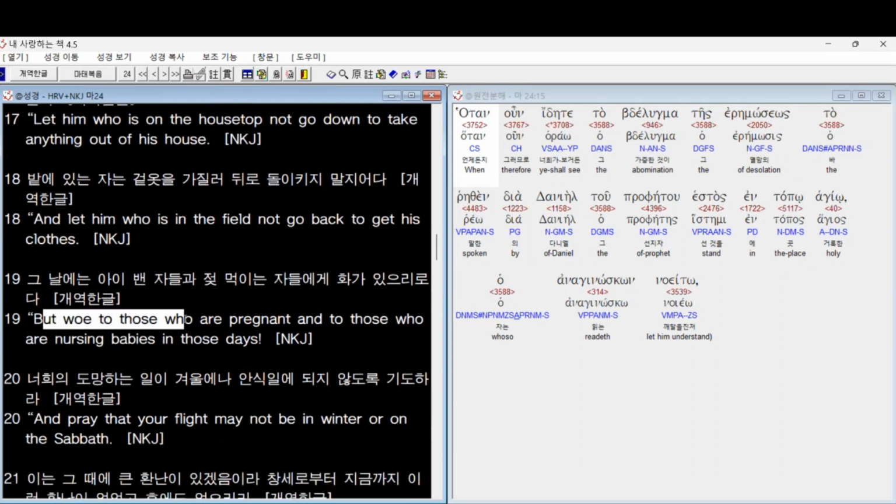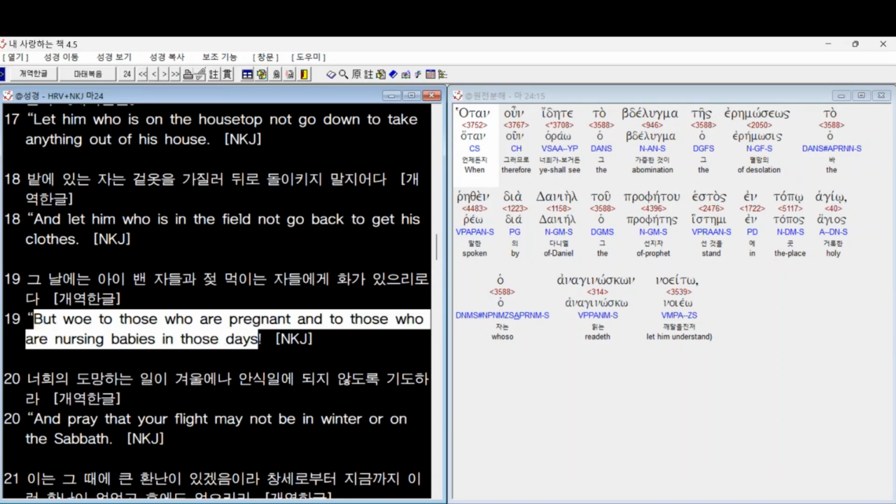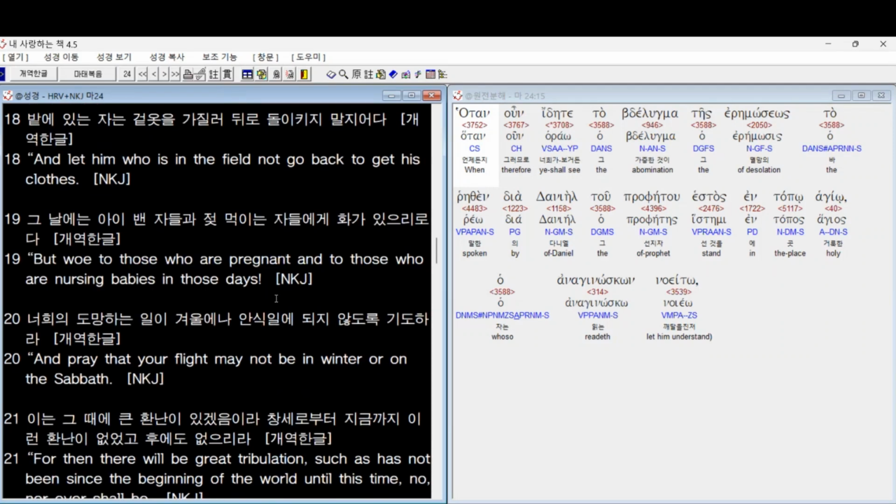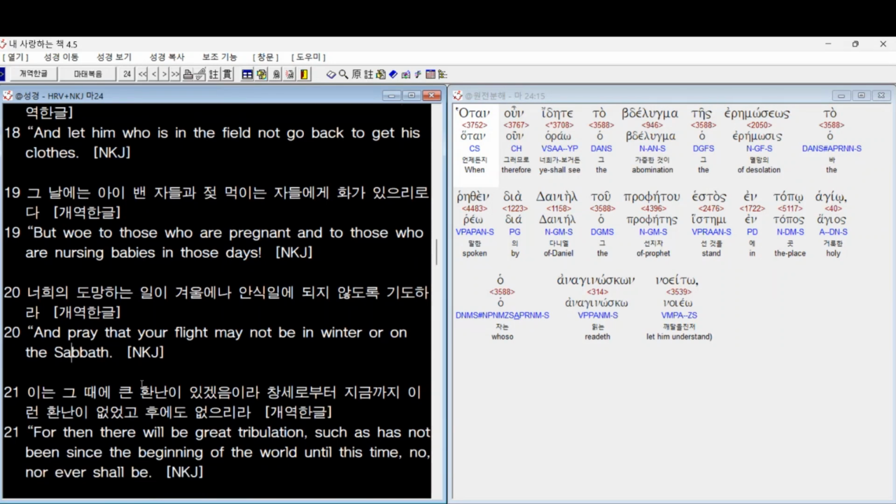But woe to those who are pregnant and to those who are nursing babies in those days. You should already be past this time. Jesus has to be born inside you. And pray that your flight may not be in winter or on the Sabbath. You become the Sabbath. Understanding the Sabbath means that, right?